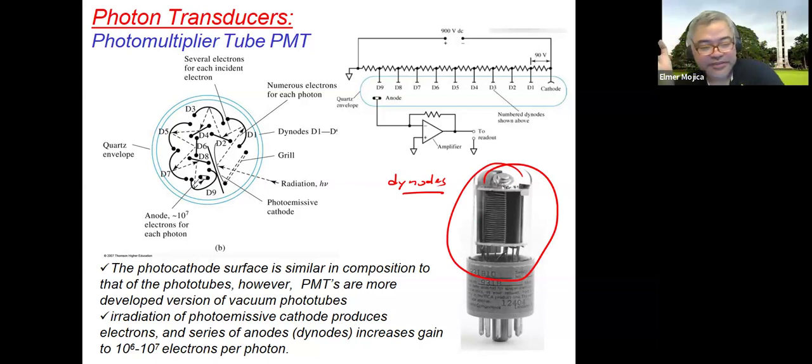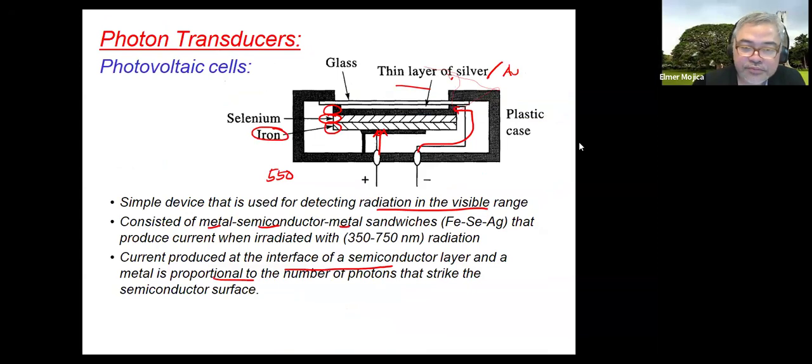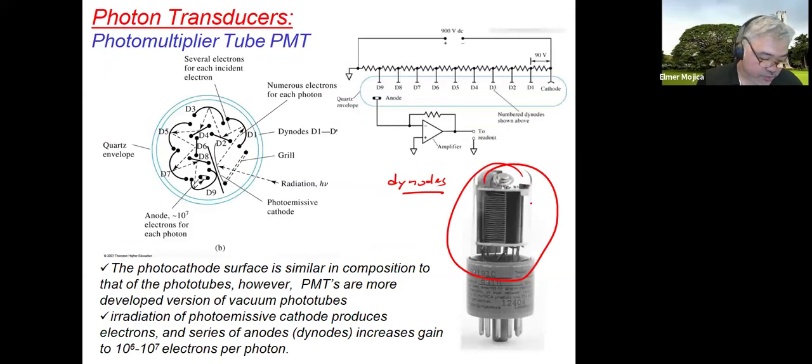Okay? So if you're going to look at this PMT, there are vacuum tubes that amplify the current produced by the incident light. So you have a photocathode, a series of dynodes, and an anode. So what happened here? This is a typical photomultiplier tube. That's a commercial PMT.